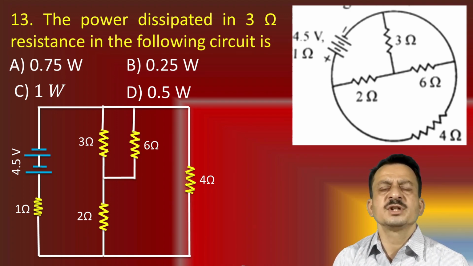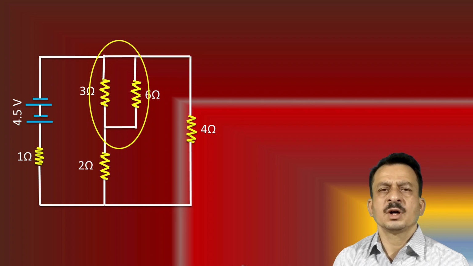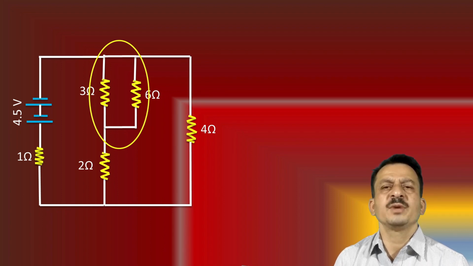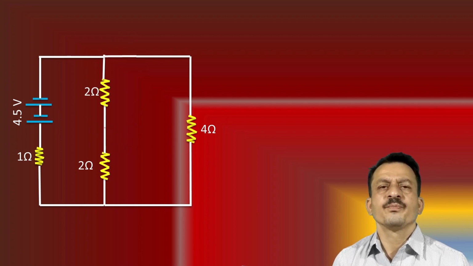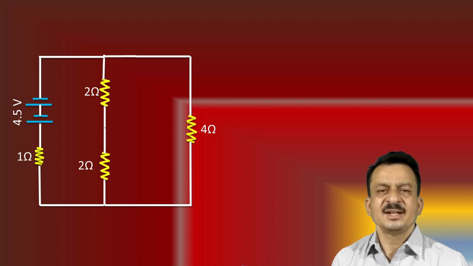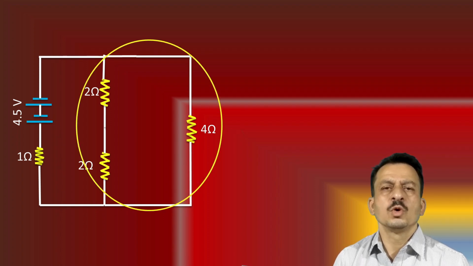Now here, 3 ohm and 6 ohm are parallel. Therefore I will replace them by their equivalent, R equivalent is R1 R2 divided by R1 plus R2. 3 into 6 divided by 3 plus 6, that is 18 by 9, that is 2 ohm. I will replace those two resistors by a single resistor of equivalent resistance 2 ohm. Now look at the circuit. Here 2 ohm and 2 ohm are in series, their equivalent is 4 ohm, and another 4 ohm is in parallel with it. Their equivalent becomes 2 ohm.